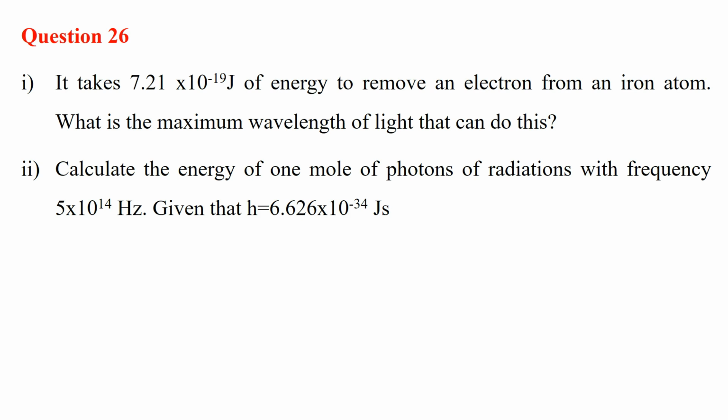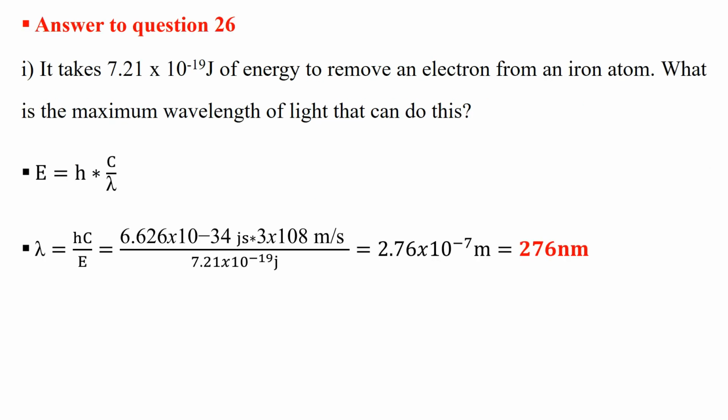Then the second sub-question is asking to calculate the energy of 1 mole of photons of radiation with a given frequency. So we have the frequency, and they are asking to calculate the energy of 1 mole. It is not the energy of 1 photon, but the energy of 1 mole. So a mole of photons has many photons. How many photons are in 1 mole? 1 mole of photons has a number of photons equal to Avogadro's number. So we use this scenario. Then for the first sub-question, they're asking that it takes this amount of energy to remove an electron from the iron atom.